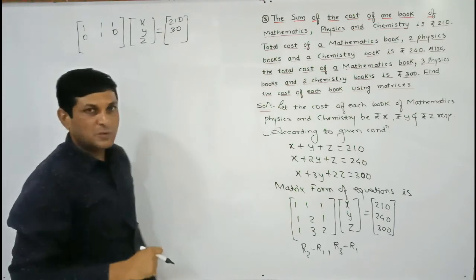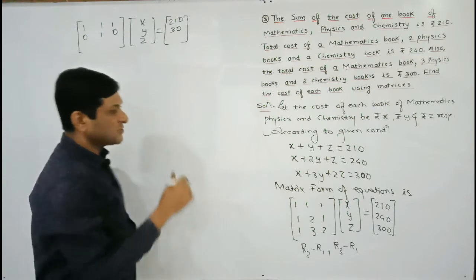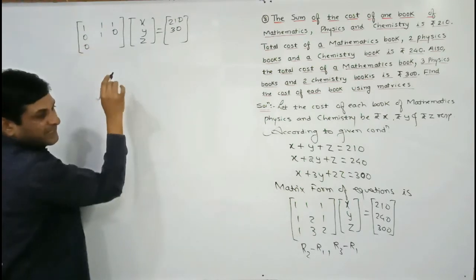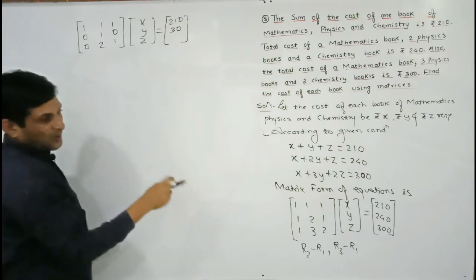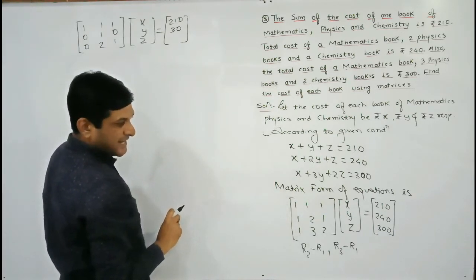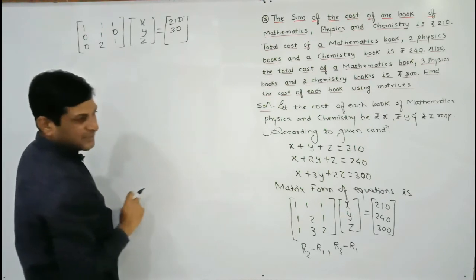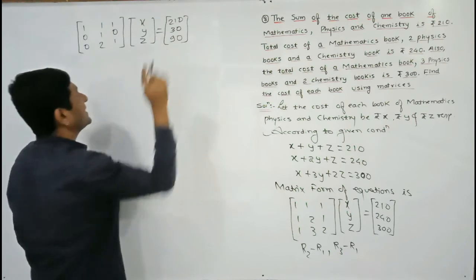Now perform this operation. Which operation? R3 minus R1, that is 1 minus 1 is 0. Again 3 minus 1 is 2, and 2 minus 1 will be equal to 1, and on that side 300 minus 210 will be equal to 90. So here we will get 90.